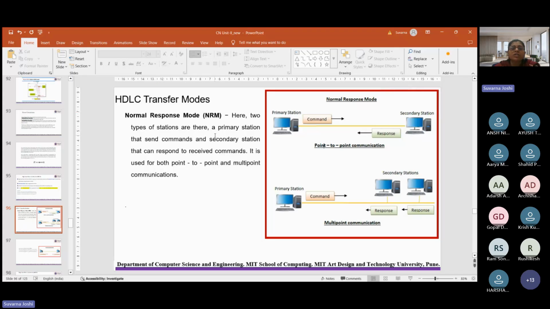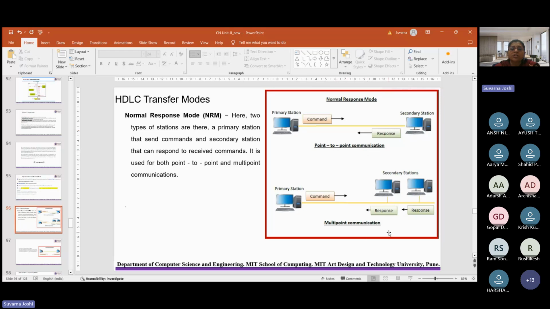There are two types of stations here. One is primary, as I have just told you, and the second one is secondary. In this normal response mode, NRM, two types of stations, primary and secondary, are present. The primary station can send commands to the secondary station, and then the secondary station can respond to the received commands.